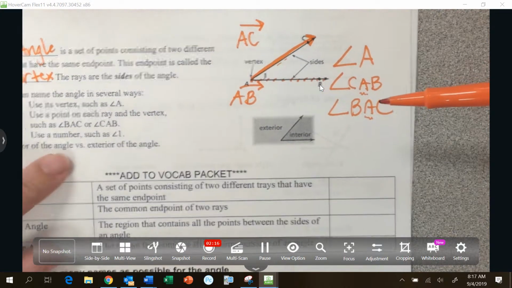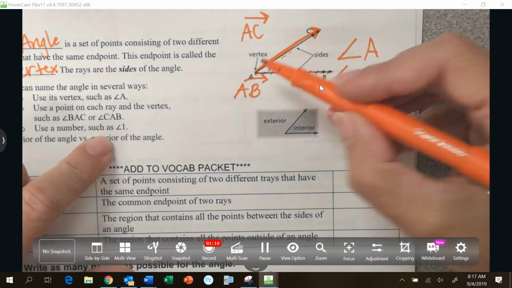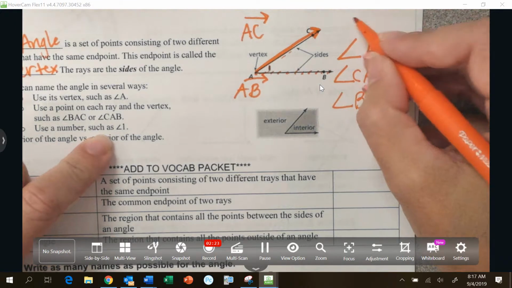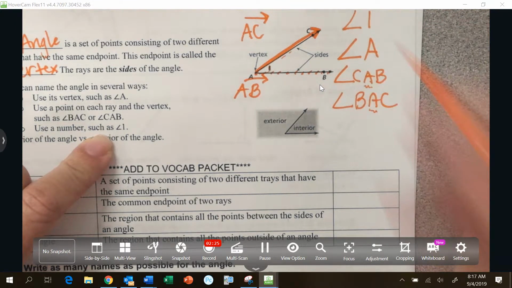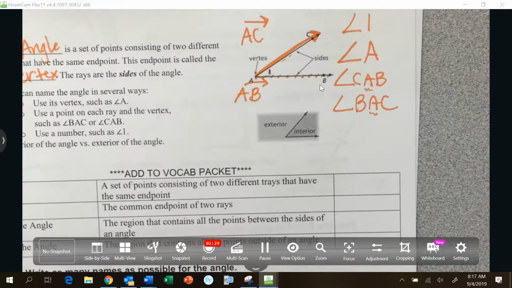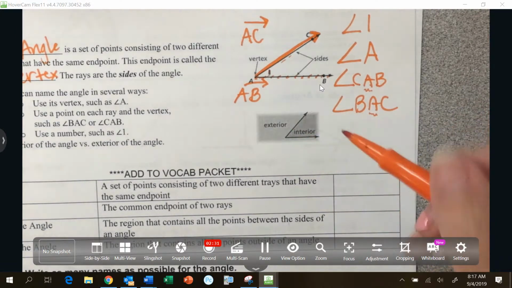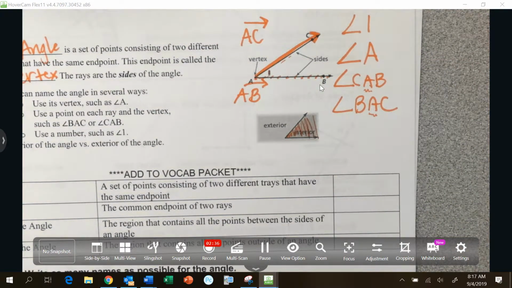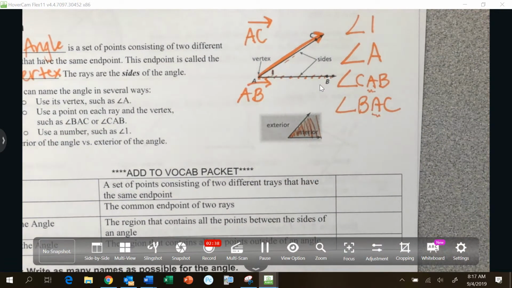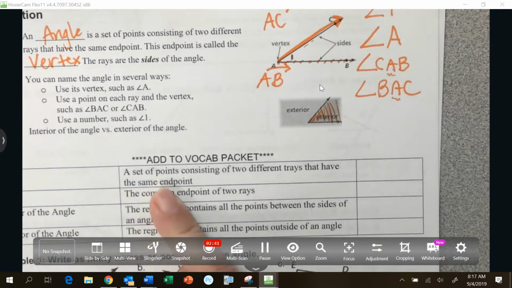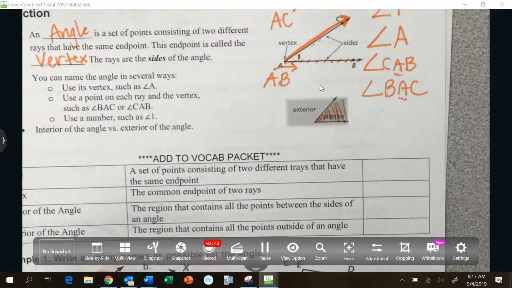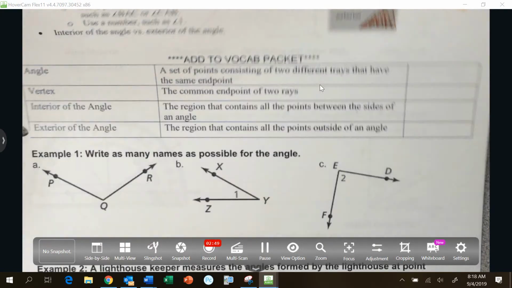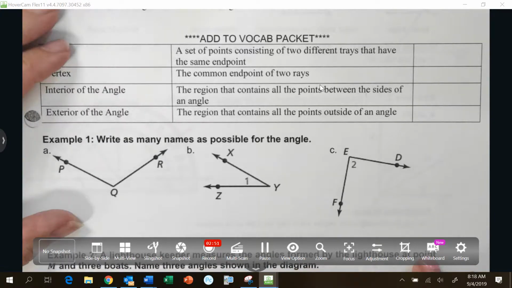Okay, and then you can also use a number to name it. So I don't know if you can tell this is a number 1 right here. So another way of naming this is calling it angle 1, whatever that number is. And then there's 2 shadings where it has the interior of the angle. So if we're talking vocabulary, anything on the inside would be the interior. Around the outside of the angle would be the exterior. Later, add these to the vocab packet. Vocab packet needs to be done when our chapter is done, which this is the last section of chapter 1. What? How exciting. Moving on.